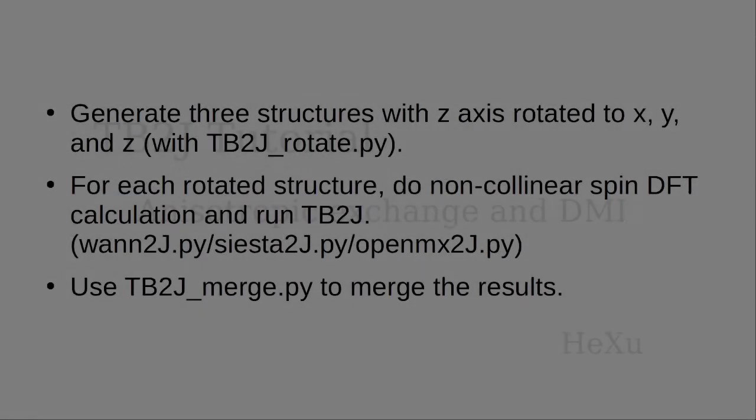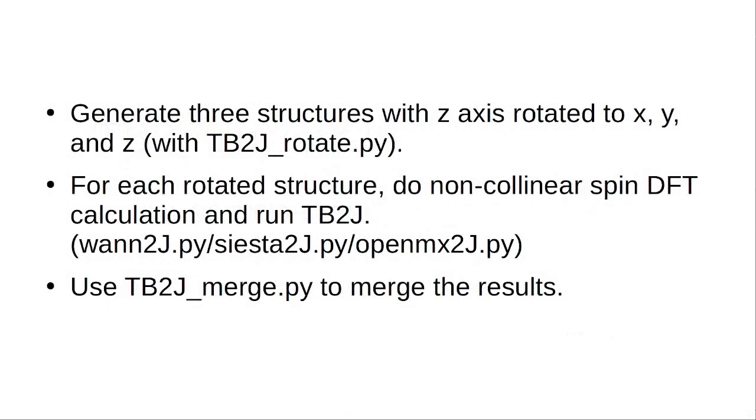In this video, we're going to learn how to calculate the Dzyaloshinskii-Moriya interaction and anisotropic exchange parameters with TB2J. There are three steps for doing this. First, we need to generate three structures with the z-axis rotated to x, y, and z respectively. And we can do this with the script TB2J_rotate.py.